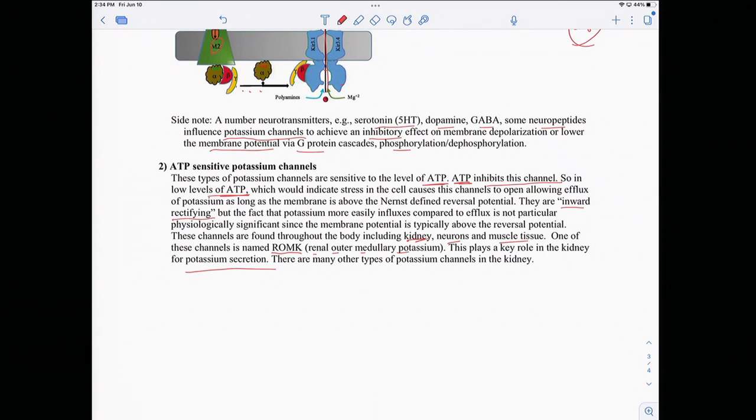So part of the role of your kidneys is to eliminate all that excess potassium that you eat. Going to put it into the urine, and so it literally will secrete it, or just actually actively push it into the urine. So that's one of the things it does. Again, there are many other types of potassium channels in the kidney, of course, but this ROMK is a type of ATP-sensitive potassium channels.